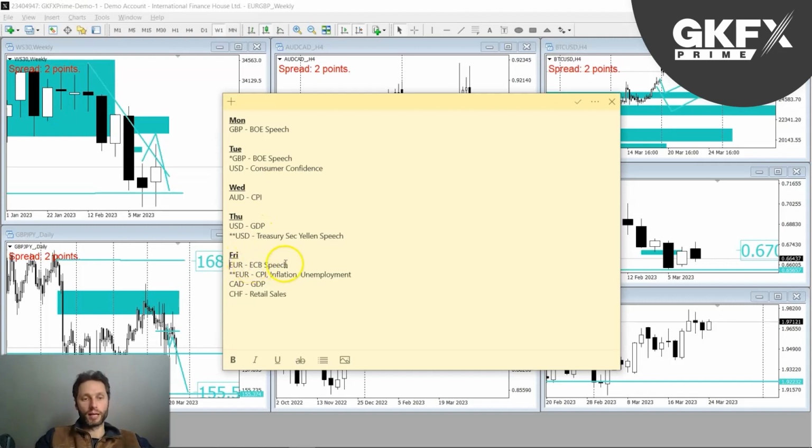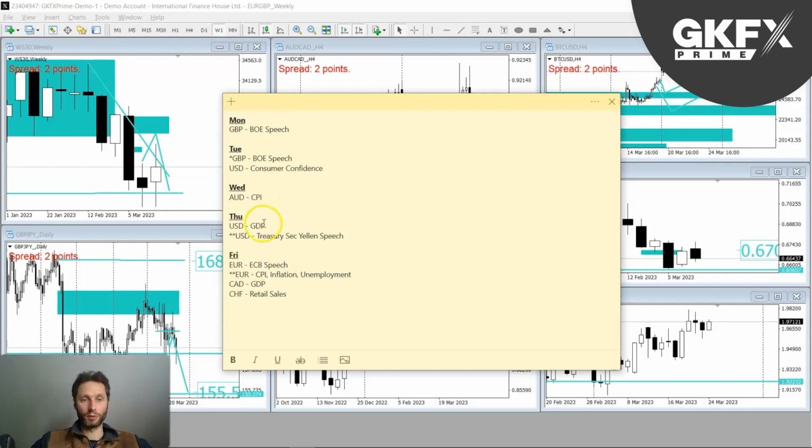Then we've got a Friday speech on the euro, and then on the same day we've got CPI numbers, inflation and unemployment. So that could be a significant one to watch out for, especially as we've got another speech on the same day.